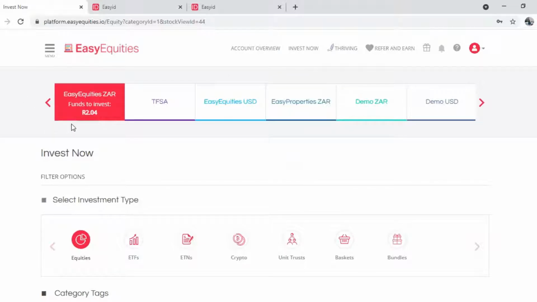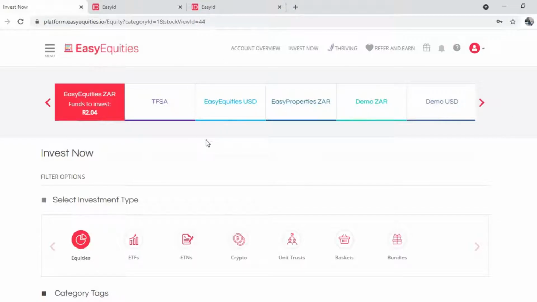Before we get to the investing part, you just need to understand that your Easy Equities ZAR refers to your South African companies, and your TFSA is your tax-free savings account. This is for people that just want to earn interest on their money and it will not be taxed by SARS. You can also go into the USD, which is your American companies, and you have Easy Properties ZAR, which I think was implemented last year. It's a really great platform as well. And then you have your demo in ZAR and your demo in USD.